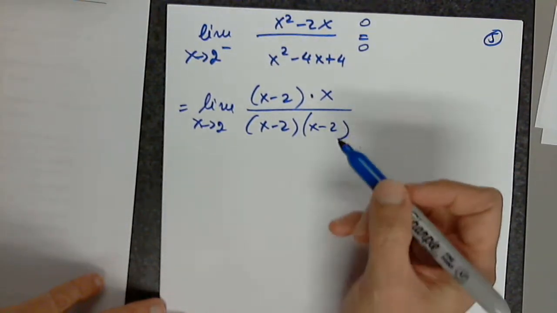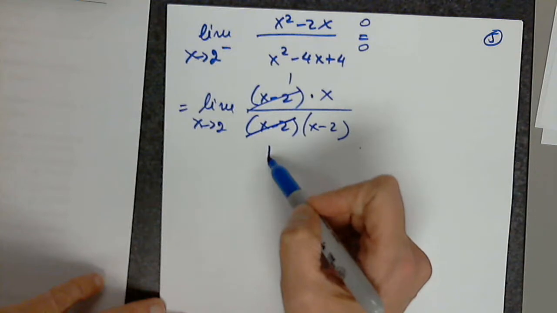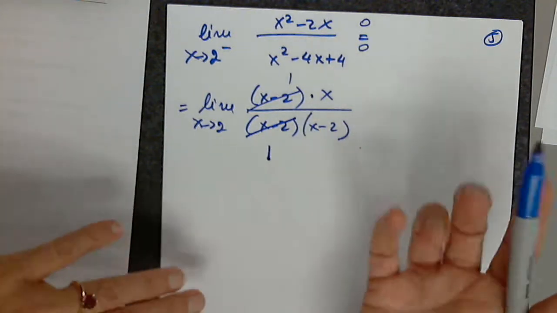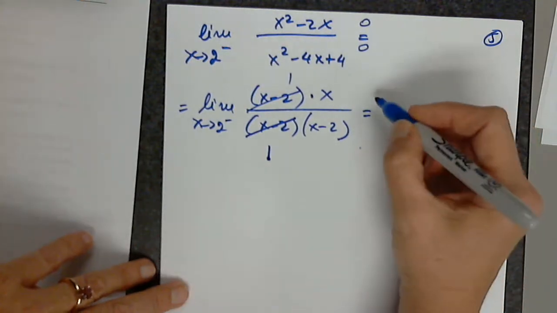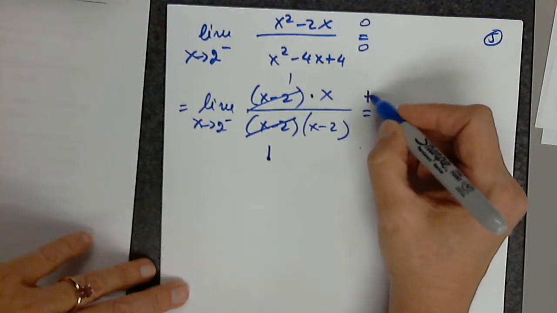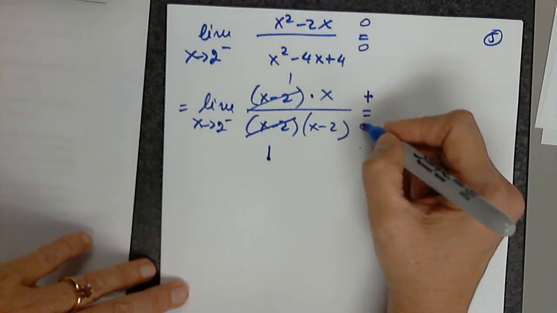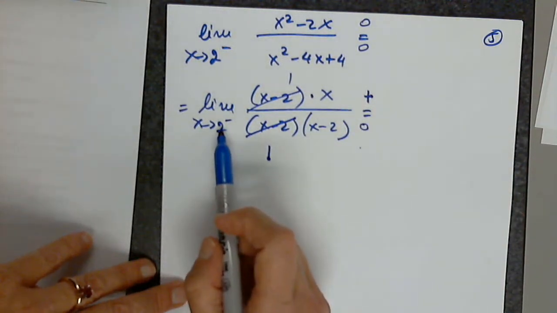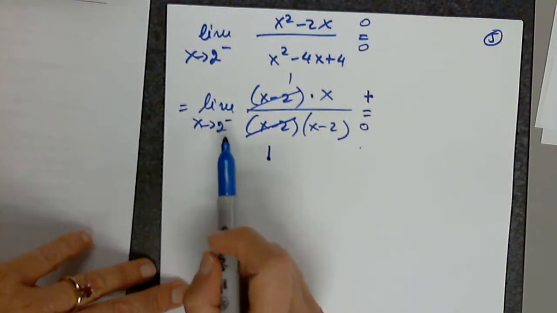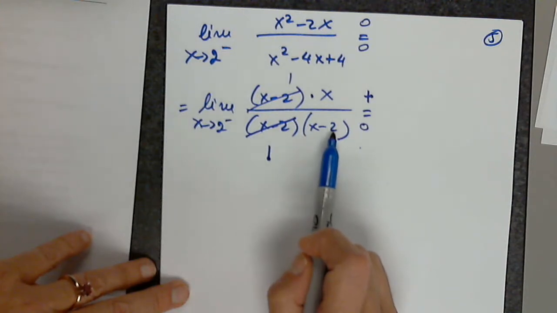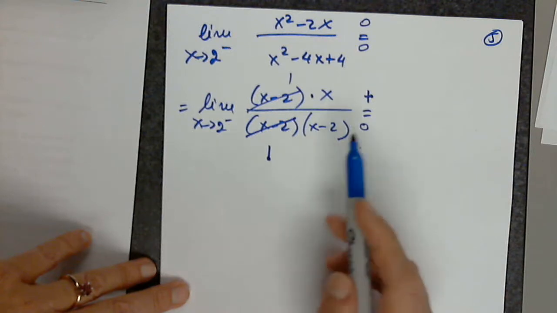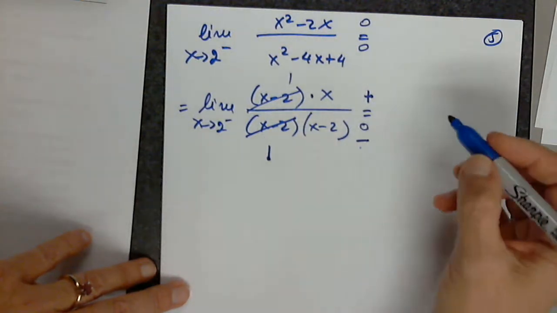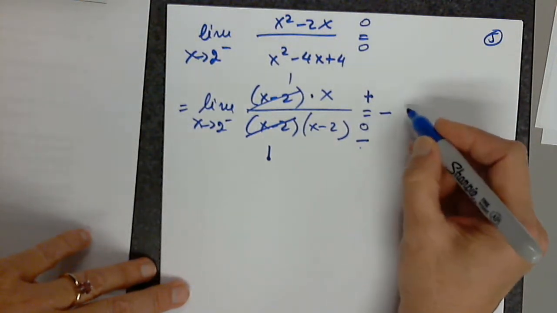X minus 2 indeed. One factor will go away. I should have put a square, but it's the same thing. And now, 2 from the left. Now I have a positive number over 0. And 2 from the left is 1.9. 1.9 minus 2. The top is positive. The bottom is negative from the left. And the answer is negative infinity.